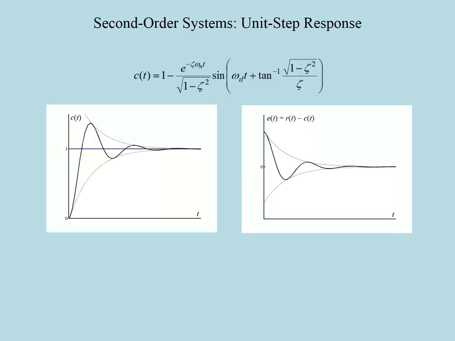Note that as the damping ratio zeta tends to zero, the oscillatory part of the response will be equal to cosine omega n t, and it will not be decaying. So we will have sustained oscillations with frequency omega sub n, that is the undamped natural frequency of the system.